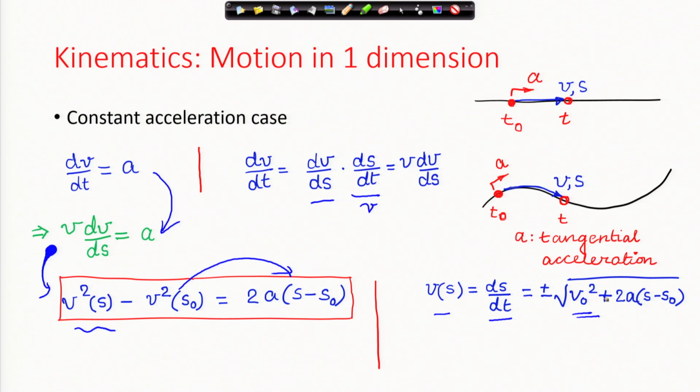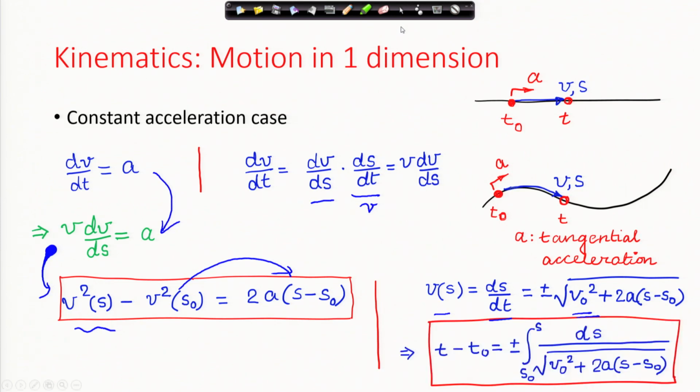This is the displacement along the path. So that is equal to plus or minus this under root quantity. Now this you can integrate once again, and you know the result actually. This result should lead us to the distance travelled result that we just now discussed.